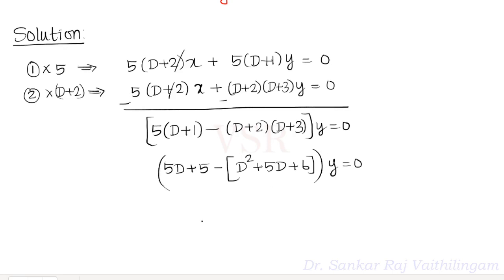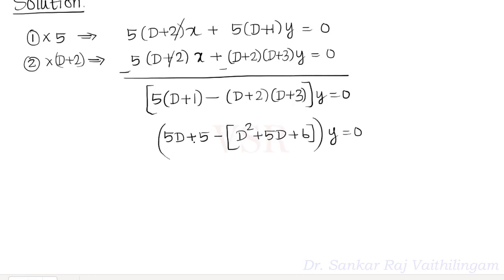So simplify again. So what is this? The 5d and this minus 5d will cancel because minus 5d and plus 5d. Here we have 5 and 6, that is 5 minus 6. So we have d square minus 1 times y which is equal to 0. Okay, d square minus 1, with 5 minus 6 is minus 1. So d square minus 1 y which is equal to 0.